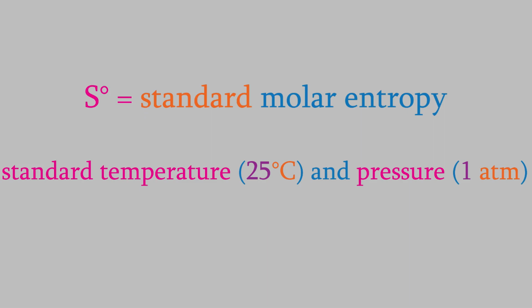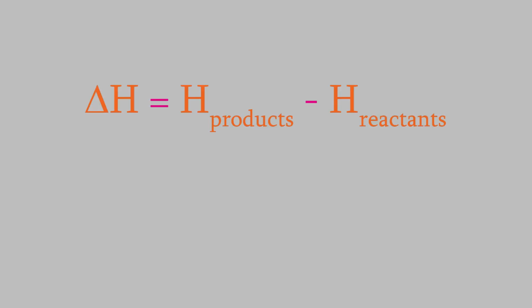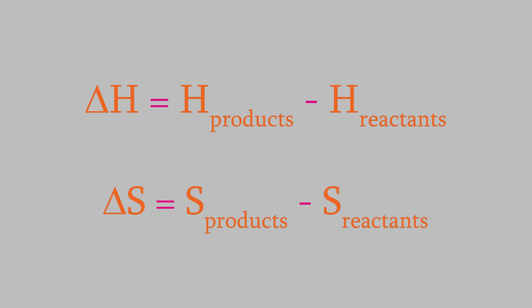So, what can we do with the entropy data in Appendix C? Well, from General Chem 1, you might remember that we can also use Appendix C to calculate the enthalpy change that happens during a reaction. Here's the equation that we used for that. The enthalpy change for a reaction is just the enthalpy of the products minus the enthalpy of the reactants. It turns out that we can find the entropy change in a very similar way.